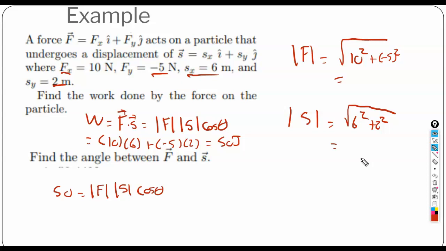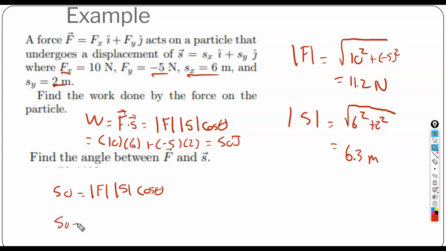All right, so I think I typed it into my calculator wrong. Give me just a second. There we go. Okay, so 11.2 newtons is the magnitude of the force, and the magnitude of the displacement is going to be the square root of 40, which is 6.3 meters.